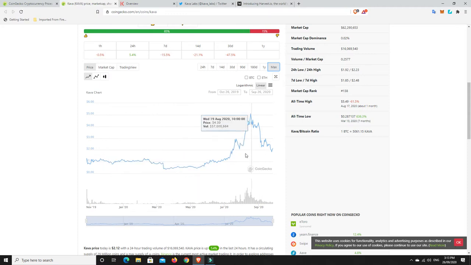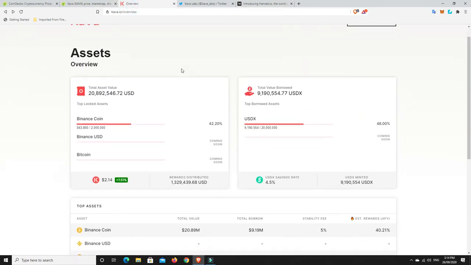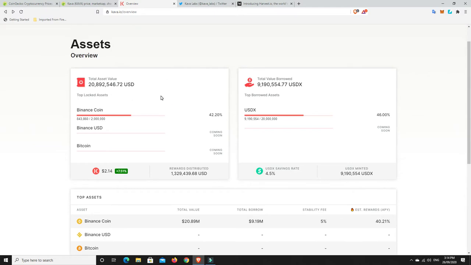But anyway, KAVA, let's go and have a look at their overview. As we can see, they've got over $20 million locked up in assets at the moment, predominantly Binance coin, but they are moving to Binance USD, that's coming, and Bitcoin's coming soon as well. People are borrowing it, and you can stake KAVA at the moment, and the returns aren't too bad. They were higher earlier, and they've pulled back a little bit, but generally it's not too bad. And you can see that people have borrowed a total of about $9 million, getting it in USDX.